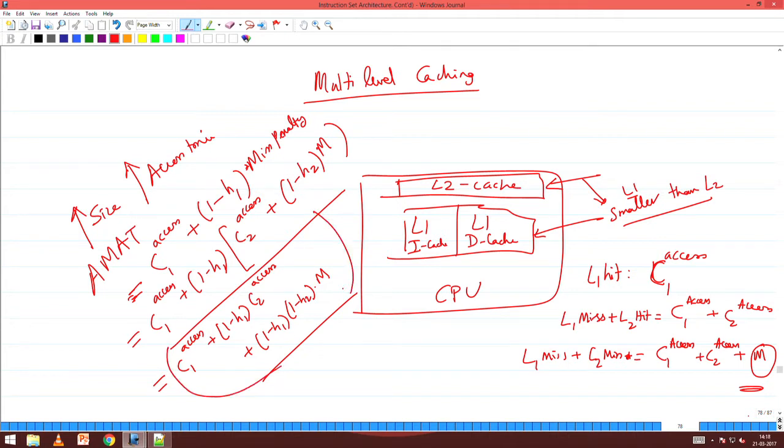So like this I can keep increasing. I could have an L3 cache which is much fatter than this and so on. So I could have a cache hierarchy. Multi-level cache essentially implies a cache hierarchy.